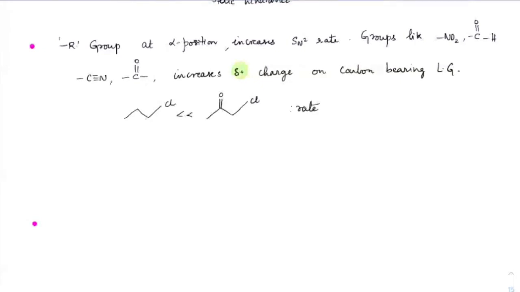Okay, and this is about rate of SN2 only. Next, in case you have NO2CH2Cl, that would be better than N≡C-CH2Cl, which is better than this Cl group. So again, this is rate of SN2.